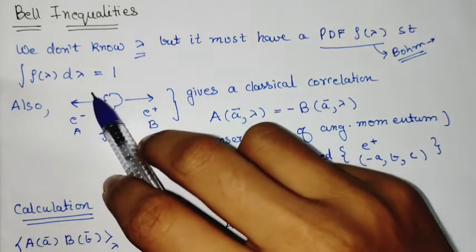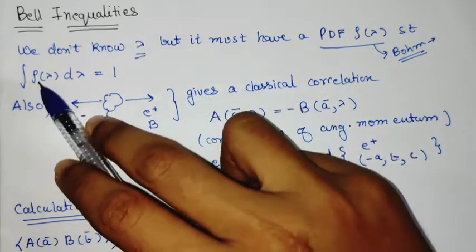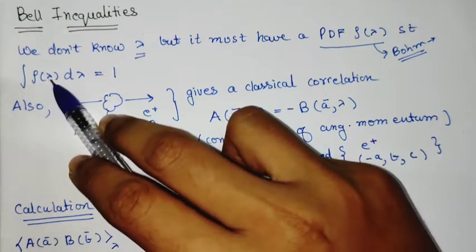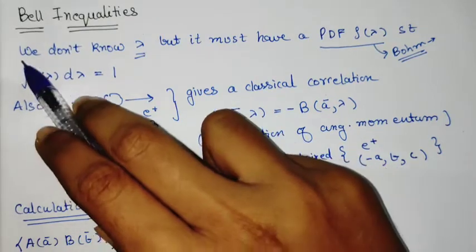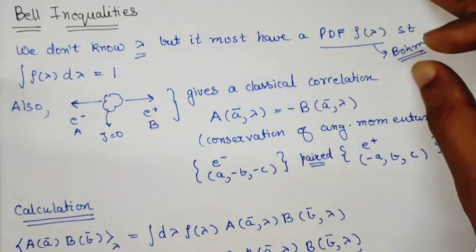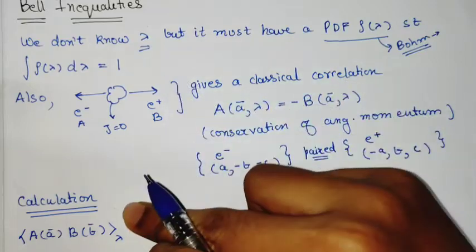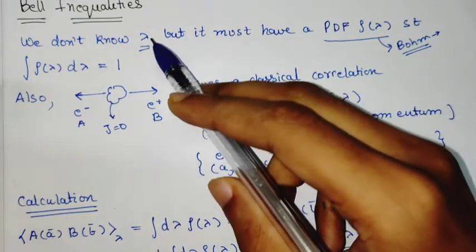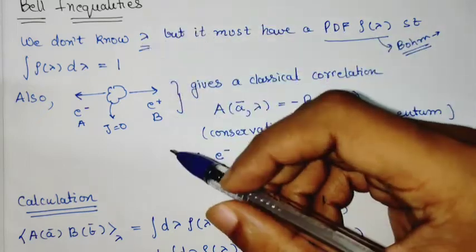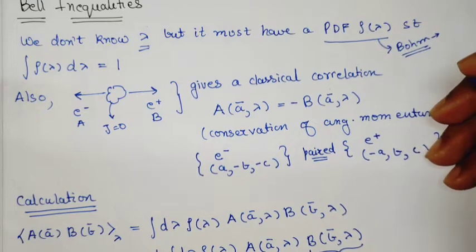So we take the fact that lambda is a random variable having some probability density function. So rho is greater than or equal to 0, and such that integrating over all the lambdas gives us 1. It can also be a discrete distribution, it doesn't matter. But as long as we have complete knowledge of lambda, we can easily factor this probability distribution, and there is nothing called superposition.